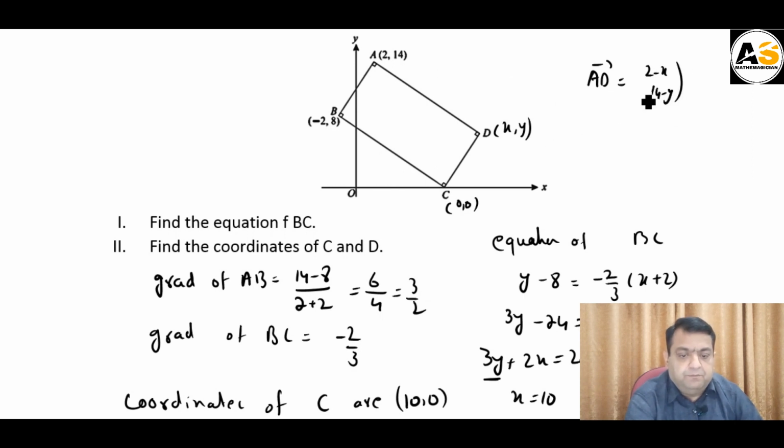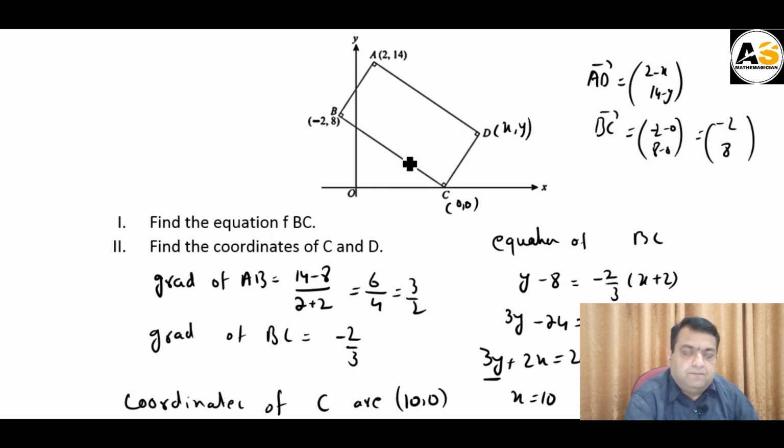And vector BC will be minus 2 minus 0 and 8 minus 0, which is minus 2, 8. Now these two vectors are equal. Opposite sides are equal in length and they are parallel. So these two sides are equal. I will say 2 minus x is equal to minus 2 and 14 minus y is equal to 8. From here I will get x is equal to 4 and y is equal to 6.